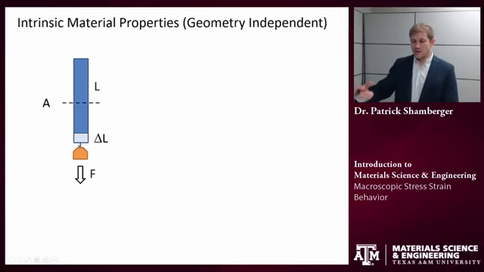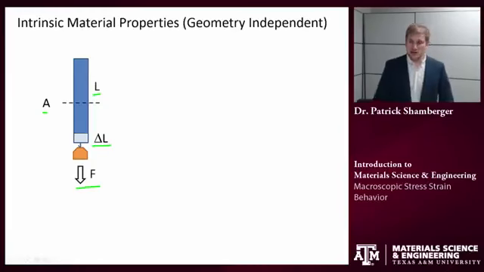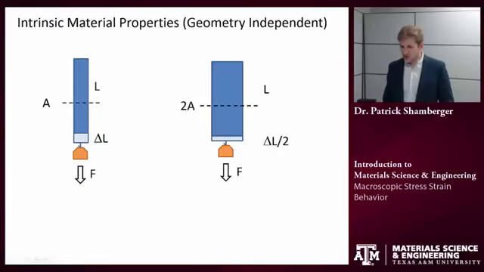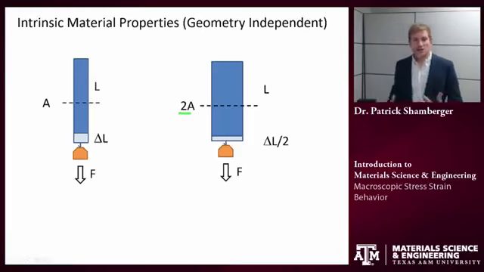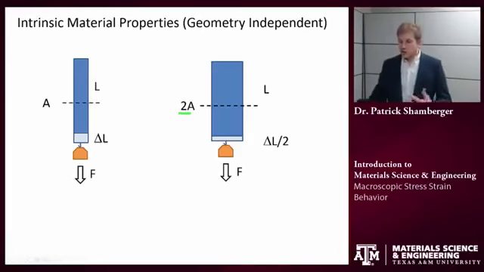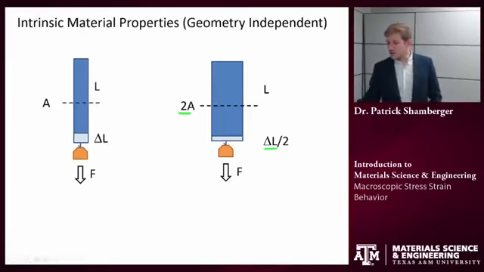Let's say we have some element and it has a length and a cross-sectional area. If I put a load on it, a force, it's now in tension, and it would naturally deform a little bit. This elongation I'm going to call delta L. That's the change in the length of the material in response to this force. Now let's think about this same exact material, except now I have twice the cross-sectional area. Naturally, you would say that it would not deform as much. And in fact, it'll deform about half as much.